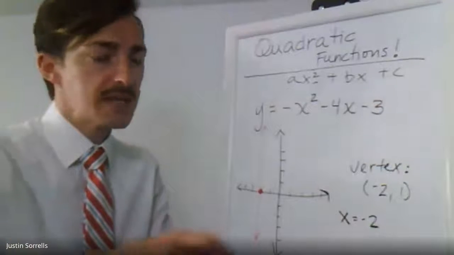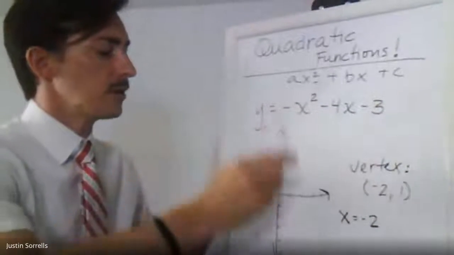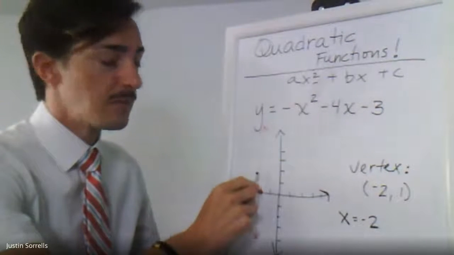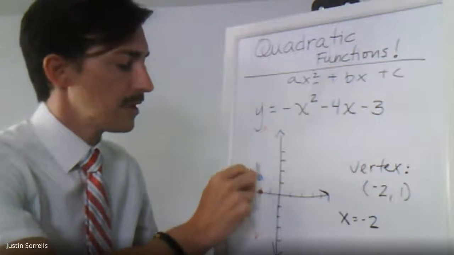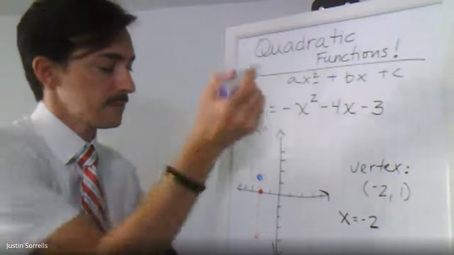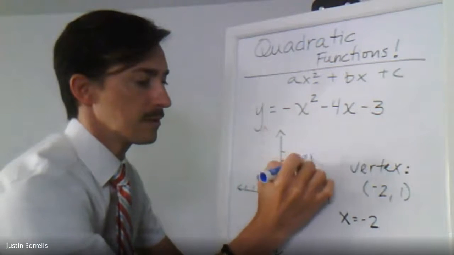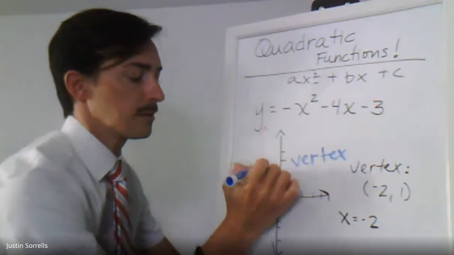Now my vertex is at the coordinate -2, +1. So I'll go to -2 on my x and go up to +1 on my y. And I can plot a point there. And that point is my vertex. So I will label it vertex. Okay.